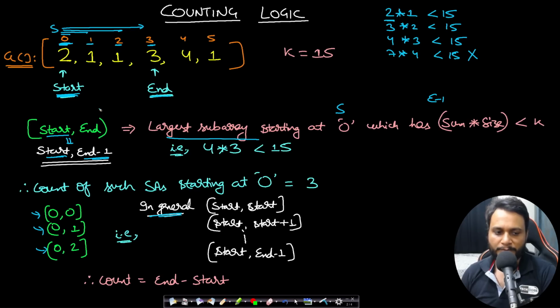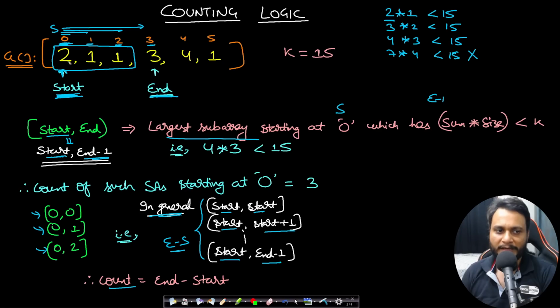So in general, if you have fixed a start point and you want to find the largest subarray starting at that point, ending at a certain point, then the valid subarrays will be start to start plus 1 and so on till start to end minus 1. And the count will always be end minus start. That is how you can get it, right? So this is our counting logic. And you know that we will be applying 2 pointer for this. Whatever subarray we are seeing, you can assume it will be a window, isn't it? So this is a 2 pointer window type problem.